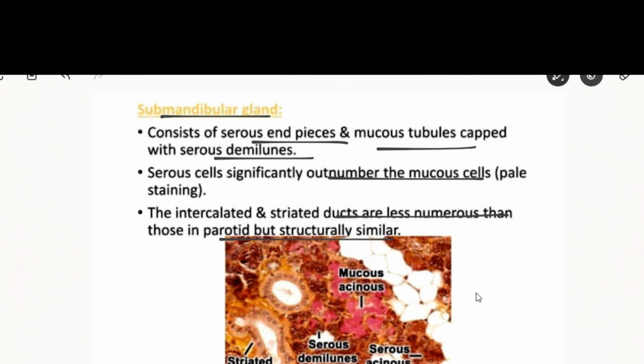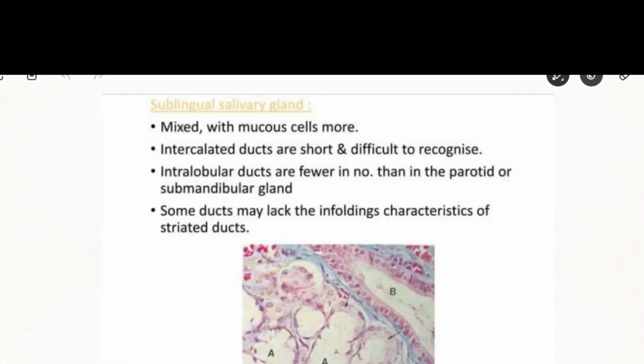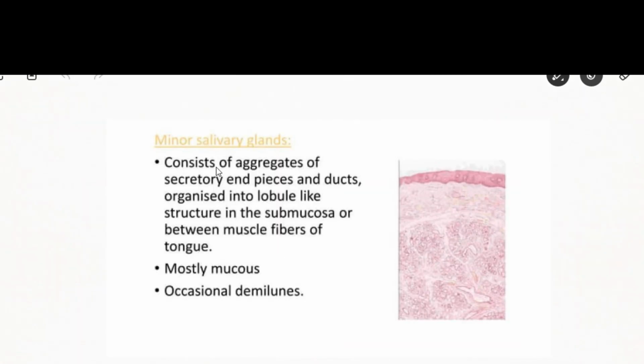The sublingual gland contains mostly mucous cells. The intercalary ducts are short and difficult to recognize. Intralobular ducts are fewer in number than in the parotid and submandibular glands. The minor salivary glands are mostly mucous. Occasionally demilunes may be present. They consist of aggregates of secretory end pieces and ducts that are organized into lobule-like structures in the submucosa or between the muscle fibers of the tongue.